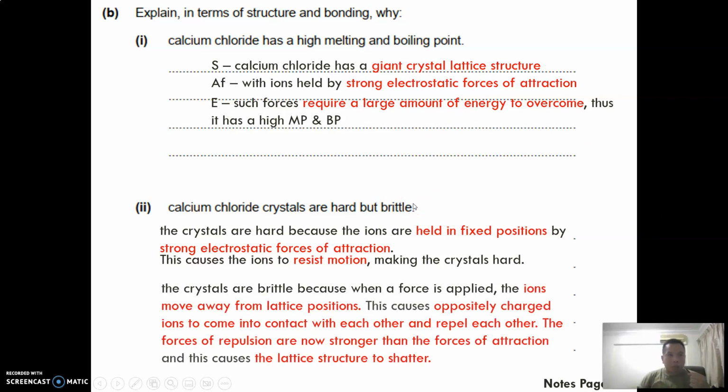However, if you apply enough force, they become brittle, so that means they break easily. Because if you apply enough force, the ions will move away from their fixed positions, and the oppositely charged ions will come out of alignment so that same charged ions come into contact with each other, and this causes a force of repulsion between the same charged ions. This is actually stronger than the force of attraction between oppositely charged ions, and this will cause the ionic lattice structure to break apart. I know it's long, I know it takes time to memorize, but you need to start now before WA2.